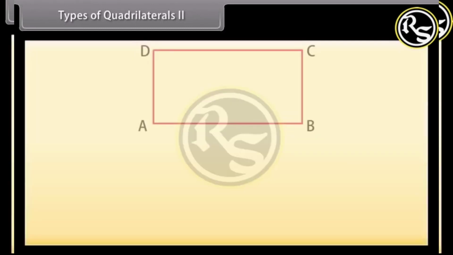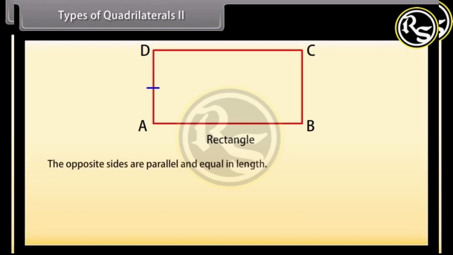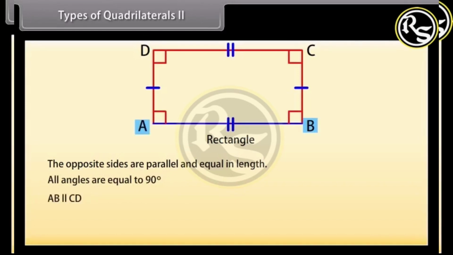Types of quadrilaterals. Now come to rectangle. In a rectangle, the opposite sides are parallel and equal in length, and all angles are equal to 90 degrees. Here, AB is parallel to CD and AD is parallel to BC, and the angles A, B, C and D are of 90 degrees. So, ABCD is a rectangle.